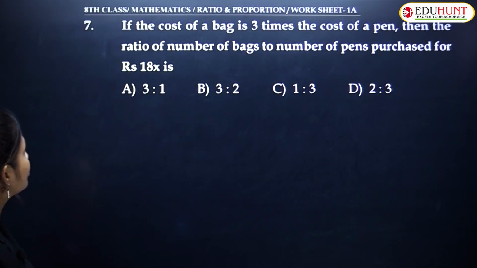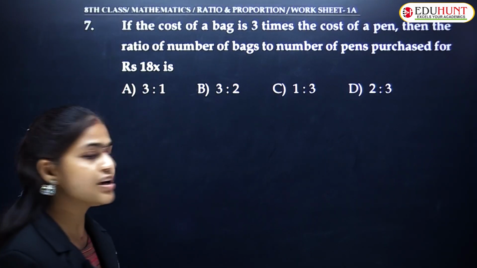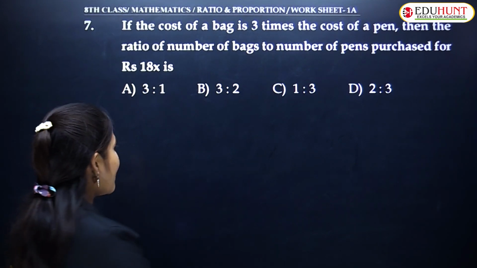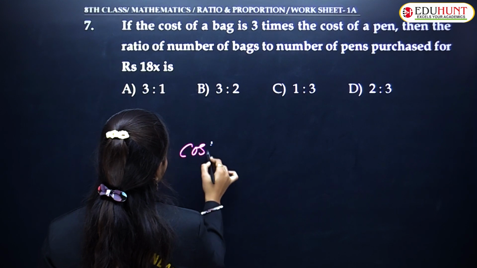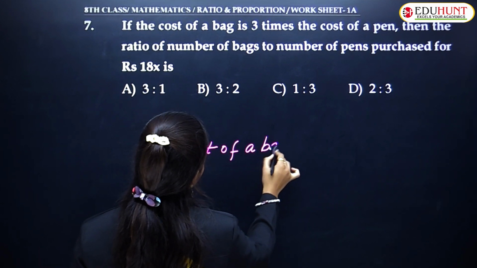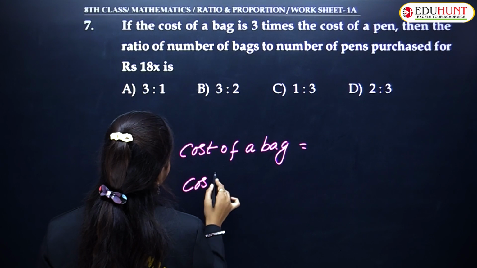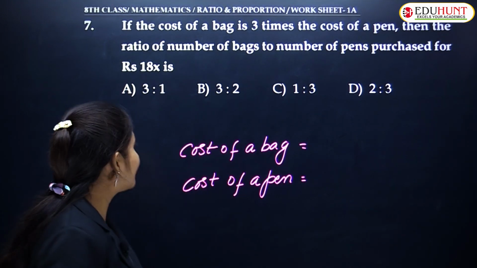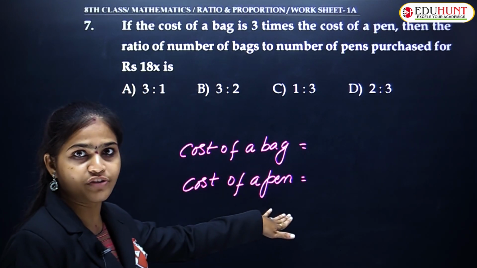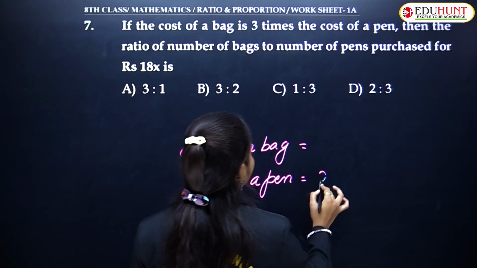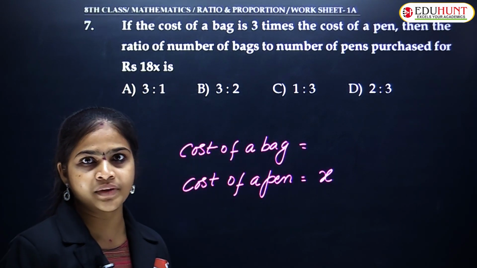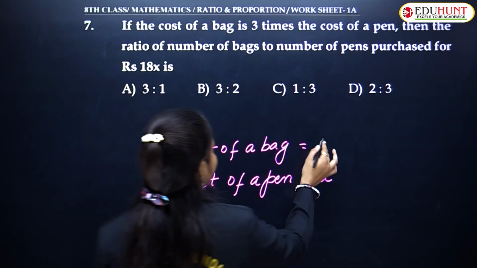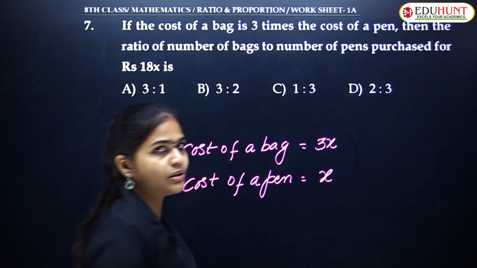Next, 7th question. What is given here? The cost of a bag is 3 times the cost of a pen. So first we have to take the cost of a pen as X rupees. Now what is the cost of a bag? That is 3 times, so 3 into X, which is 3X.